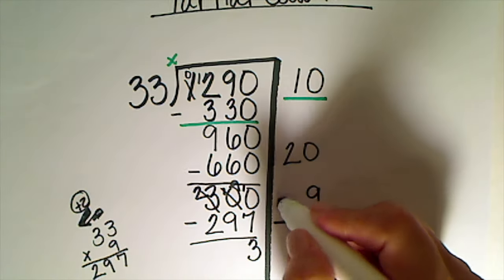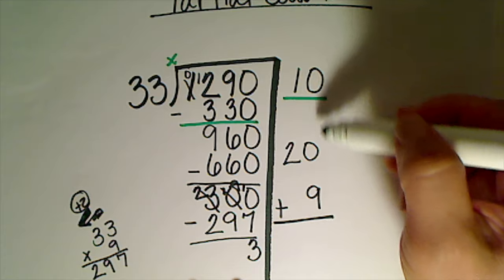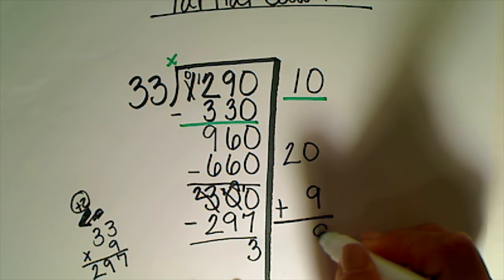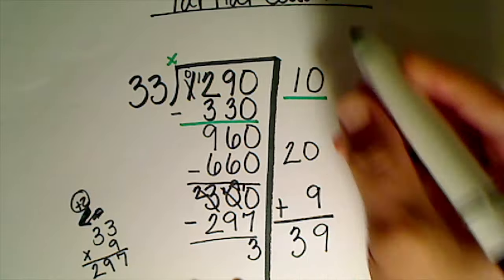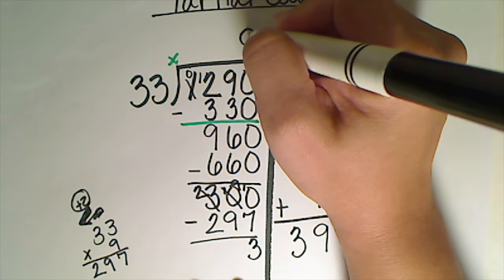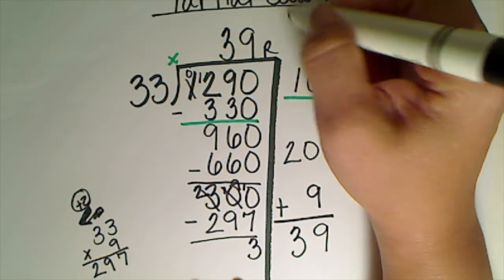So, we add these together in partial quotient. 0 plus 0 plus 9 is 9. 1 plus 2 is 3. I line up my value. 9 goes over the ones place. 3 goes over the tens place with the remainder 3.